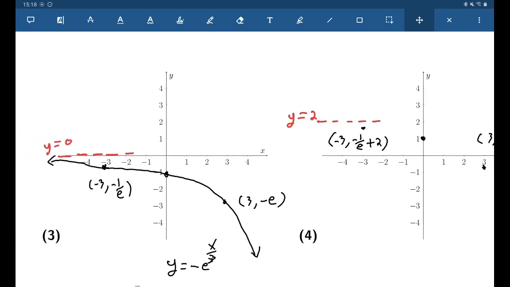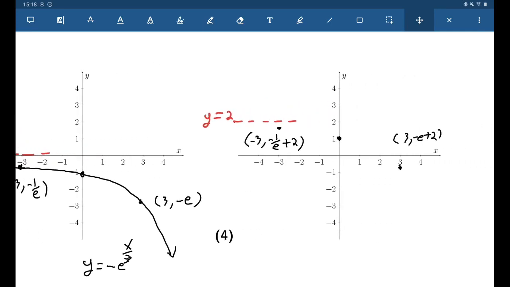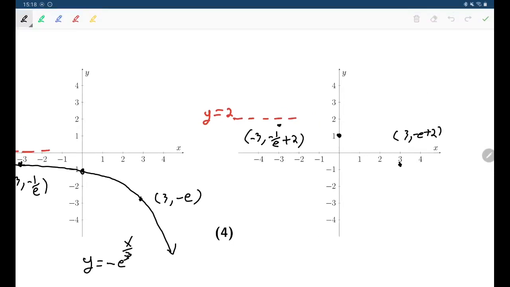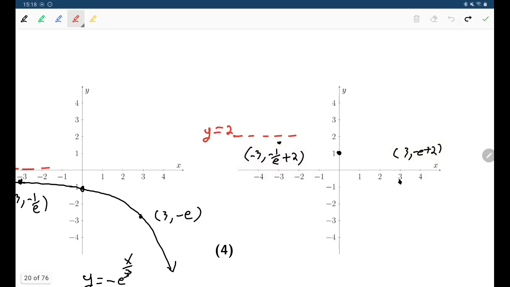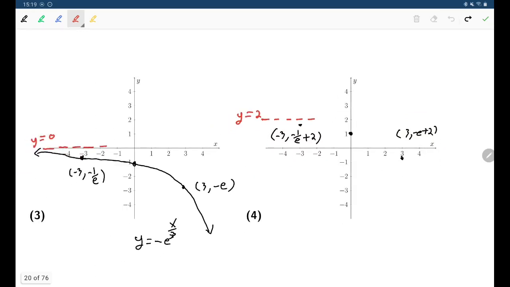We don't need to be perfectly accurate here. We just have to be reasonably close when we're doing our drawing. Again, the reason that we only need to be reasonably close is because we have our coordinates labeled. So there's no misunderstanding as to what exactly it is that I've graphed. So even if my point is not exactly at negative 3 comma negative 1 over e plus 2, if it's close to it and I've labeled it, then that's good enough.